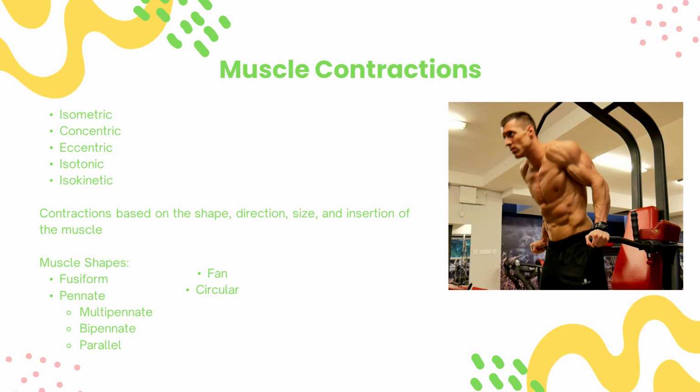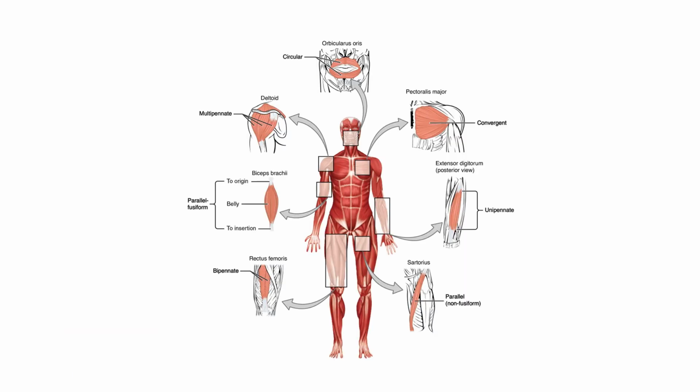Muscle contraction is dependent on a few different things. It's dependent on the shape of the muscle, the direction of the muscle fibers, the size of the muscle, and the insertion of the muscle and the tendon into the bone. So this is going to give the muscle different abilities to contract. We have a couple different shapes of muscle. So we have fusiform muscles. These are muscles that are more linear, and they enter into the tendon in a long and flat manner. So it's a long flat tendon and they enter into that.